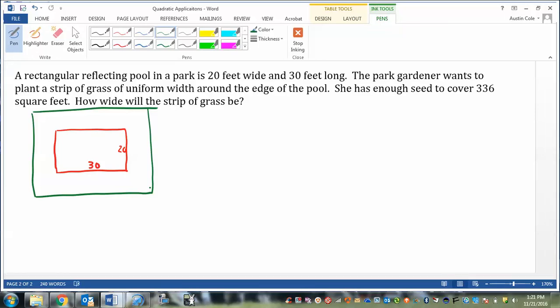Okay? It says that she has enough grass seed to cover 336 square feet. How wide will the strip of grass be? Now, we don't know how wide this strip of grass is, so we're going to call that x. That little bit is x. That little bit is x. That is x. The strip is uniform. It's the same distance. We're calling that x.